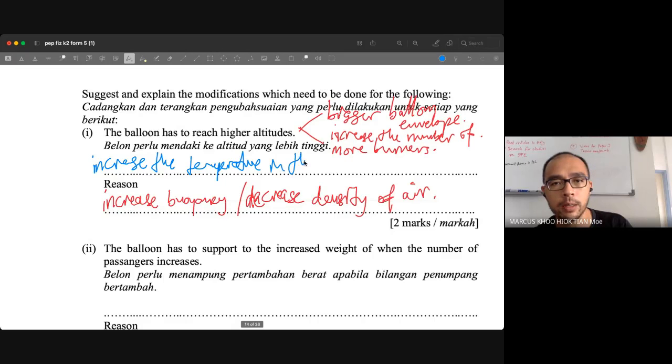Okay, in the balloon. Okay. Dan saya tanda ini salah. It's obviously salah. You know why? Because it is not a modification. I'm asking for a practical step. How do you change the temperature in the balloon? Okay, how do you increase the temperature in the balloon?